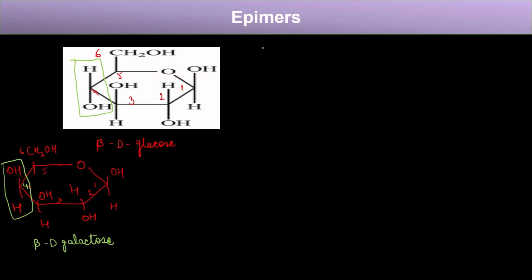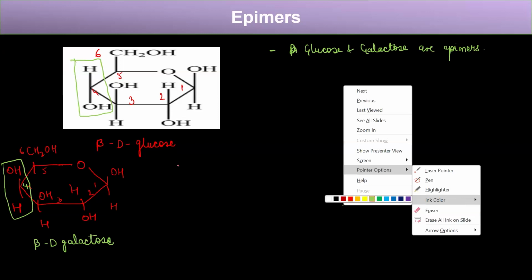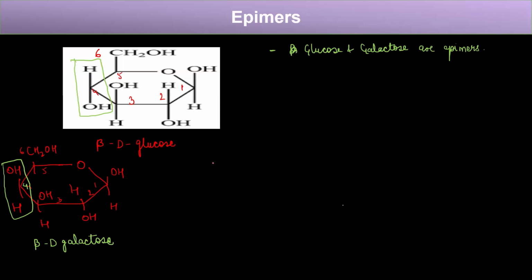Now, it is said that beta D glucose, or you can simply write glucose, and galactose are epimers. Okay. Now, let me draw another structure. So, this one is beta D-galactose. Now, you have one more structure, something like this. So, you have CH2OH, H, OH, H, OH, OH, H, and OH, H.